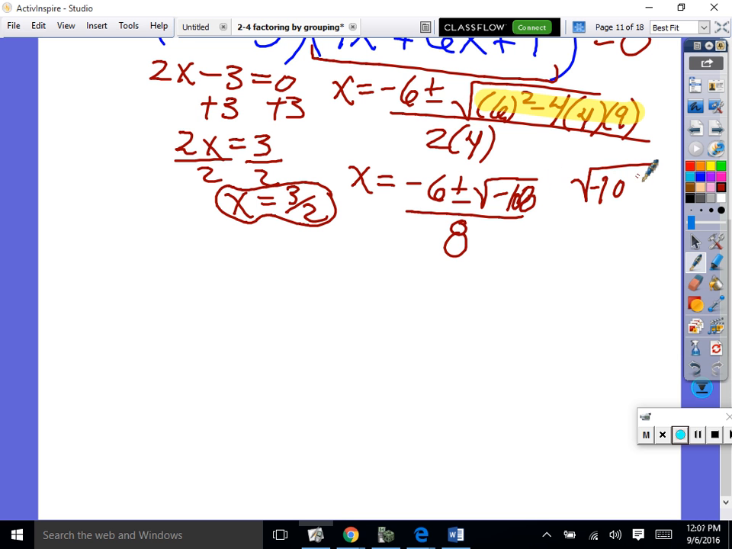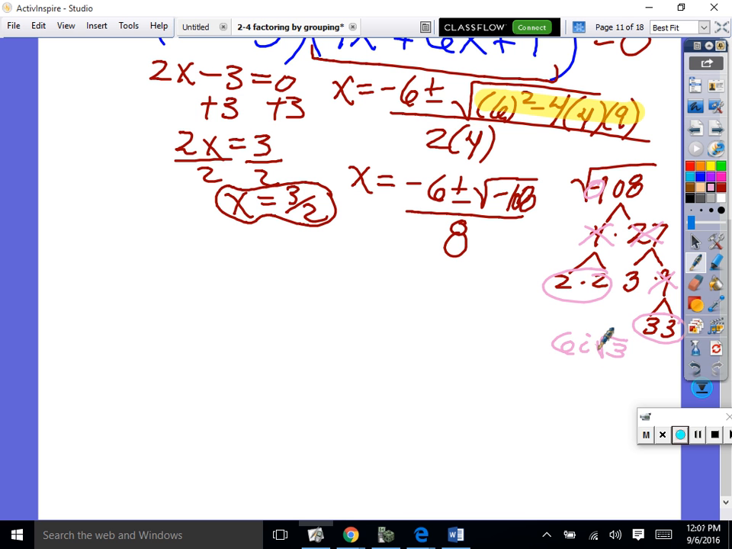So this is when we go off to the side and say, can I break down negative 108? I broke it down into 4 times 27. 4 breaks down into 2 times 2. 27 breaks down into 3 times 9. And 9 breaks down into 3 times 3. Don't double dip, meaning 27's not there, 4's not there, 9's not there. So we pull out a 3, we pull out a 2, we pull out an i. So 6i square roots of 3.